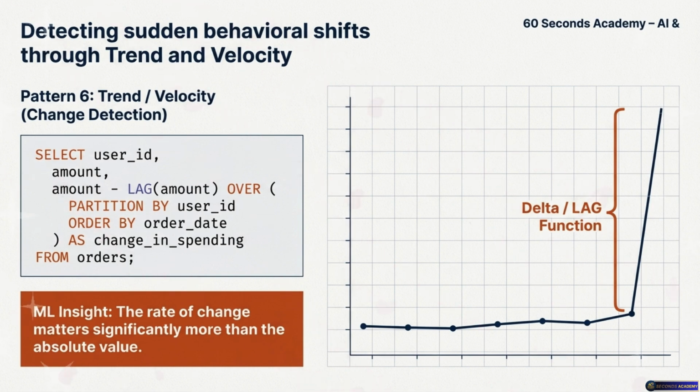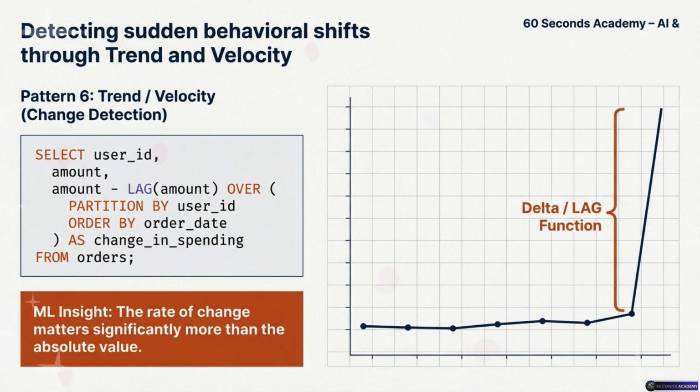Exactly. But if you use the LAG function to look at the change between yesterday and today, the model sees a 100,000% spike in spend velocity overnight. The model doesn't care that 5,000 is a big number. It cares about the sudden, massive acceleration. That is what flags the behavior as anomalous. It isn't how fast you're going, it's how hard you slammed on the gas pedal.